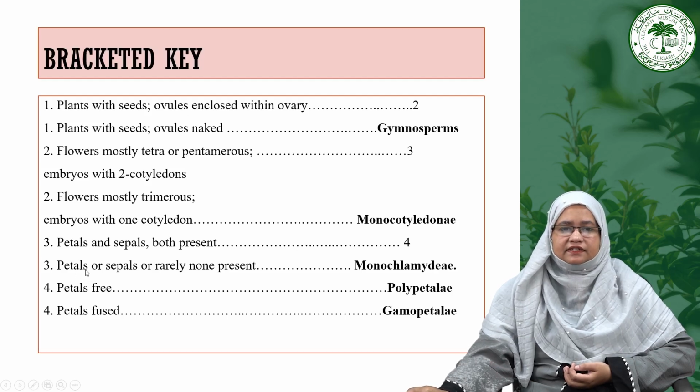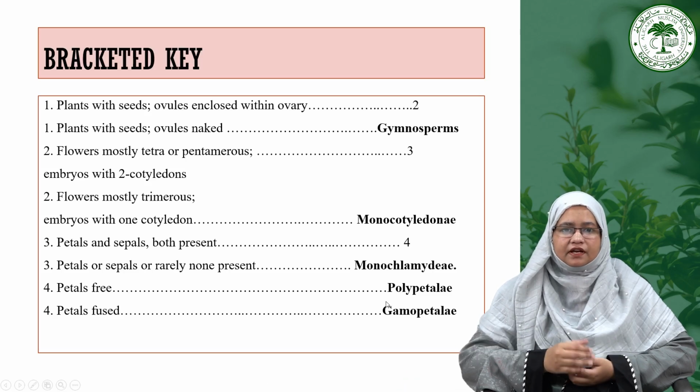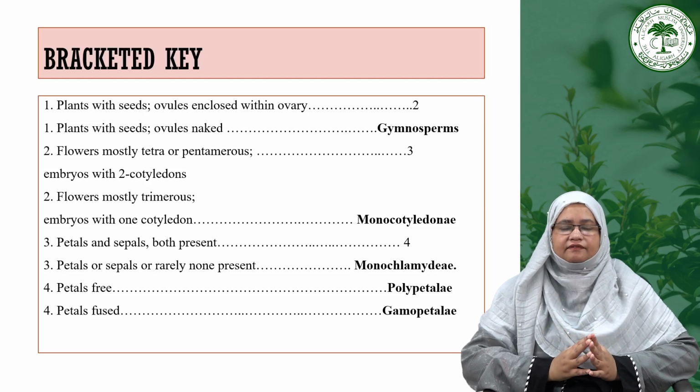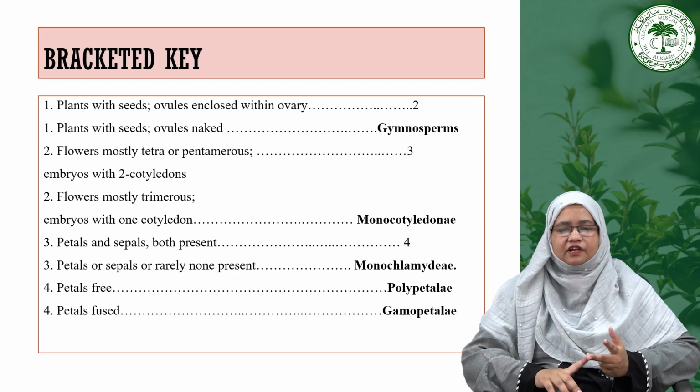Then if the flower has petals or sepals rarely or none present, then it is a monochlamydeae. Similarly, if petals are free, then it belongs to the polypetalae, and if petals are fused, that belongs to the gamopetalae. So you can see here, from this simple bracketed key, we can identify the gymnosperms, monocots, and dicots.